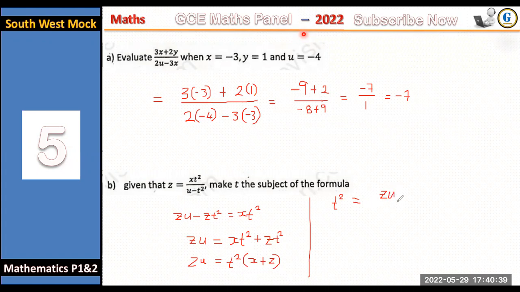So t squared is equal to zu, all this over x plus z. So we are now dividing both sides by x plus z. So this is what we have. But they don't want us to give t squared. They want us to give t. So what you're going to do here is take the square root of both sides. So t will be equal to the square root.